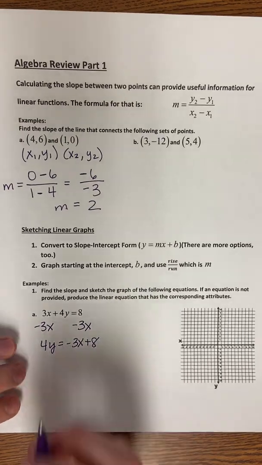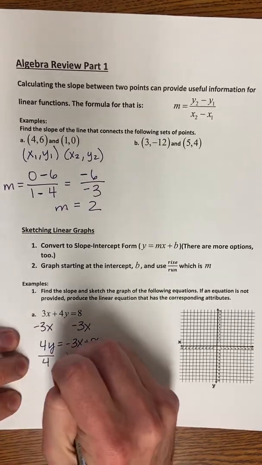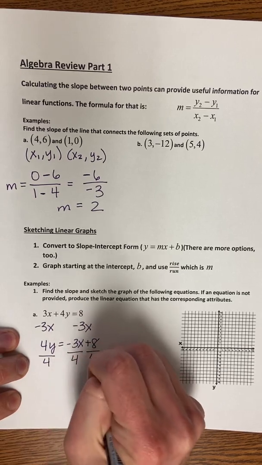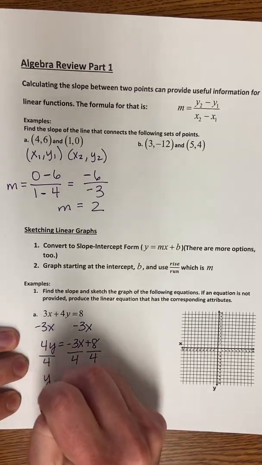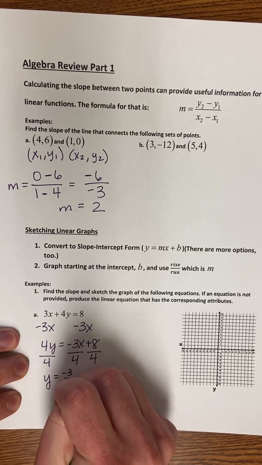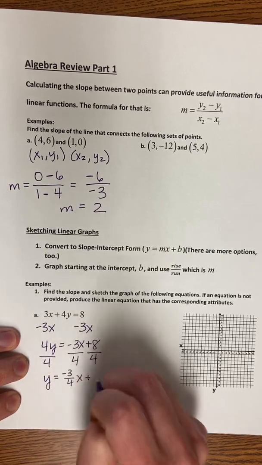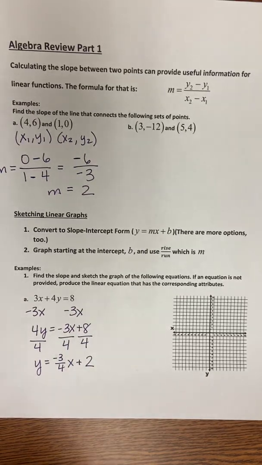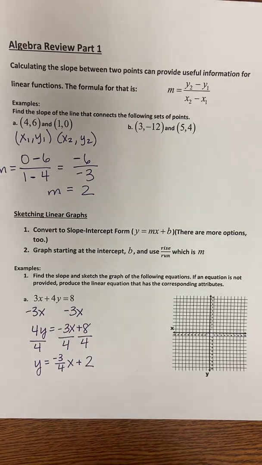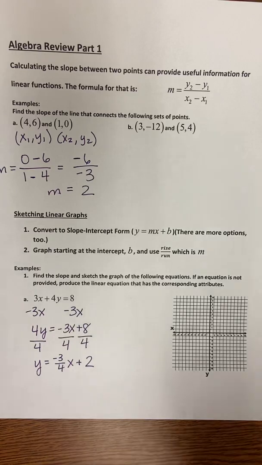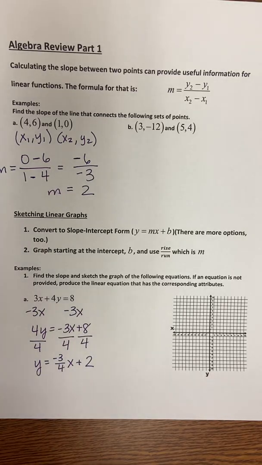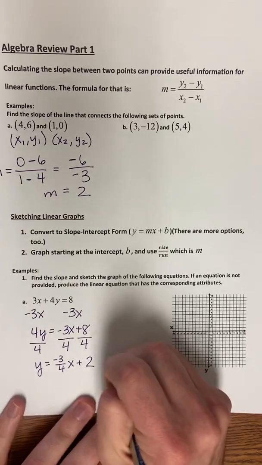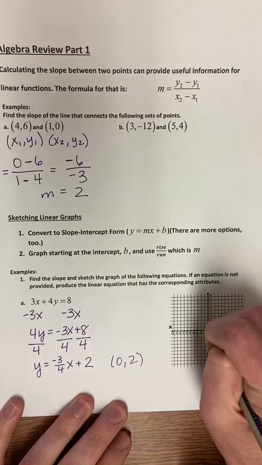From here, to get y by itself, we will divide by 4. And remember, that means everything is divided by 4. So we get y equals negative 3/4 x plus 8 over 4 reduces to 2. Now from here, we have our slope and we have our intercept, our b. So it tells us how to basically graph our line, or the way that we're choosing to do it in this case. We will start at the point (0, 2), which is our intercept.